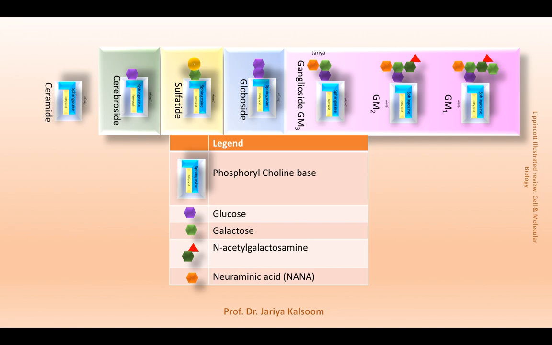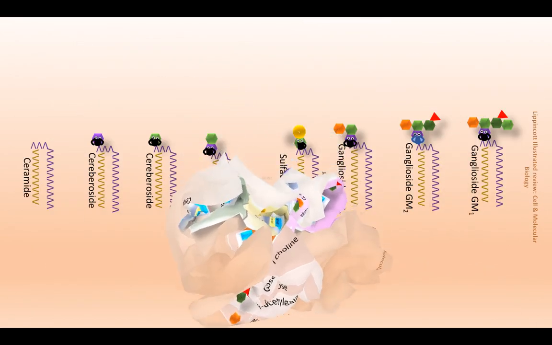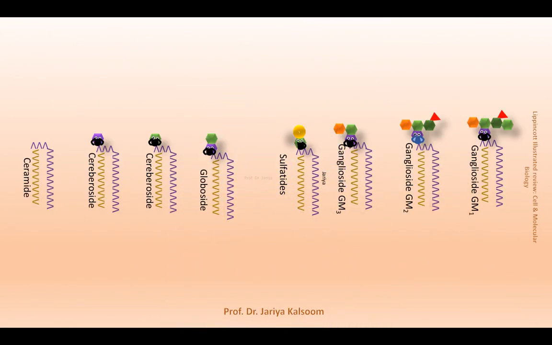Then there are ceramide oligosaccharides, which are produced by attaching additional monosaccharides, and gangliosides are derivatives of ceramide oligosaccharides, and they also contain one or more molecules of neuraminic acid. This is how glycosphingolipids are oriented in the outer leaflet of the cell membrane.